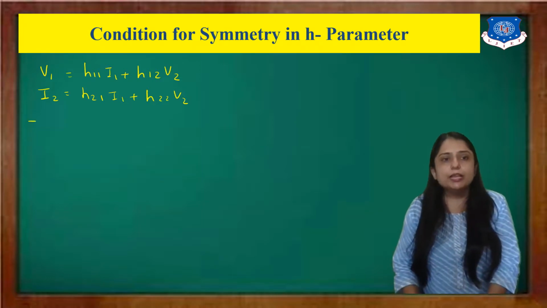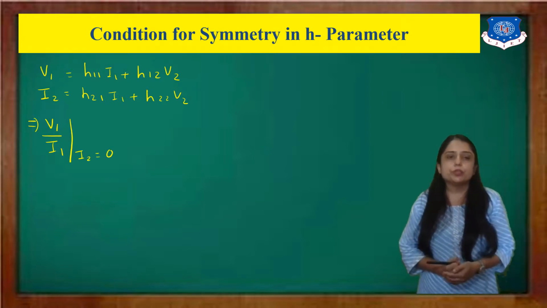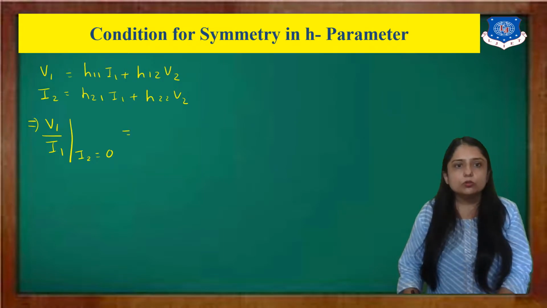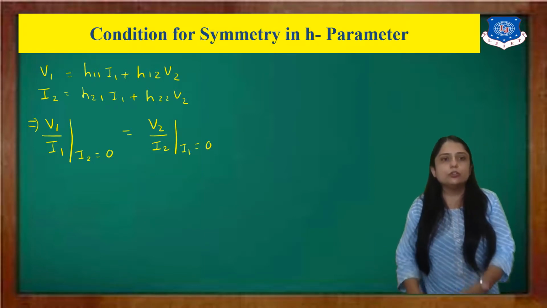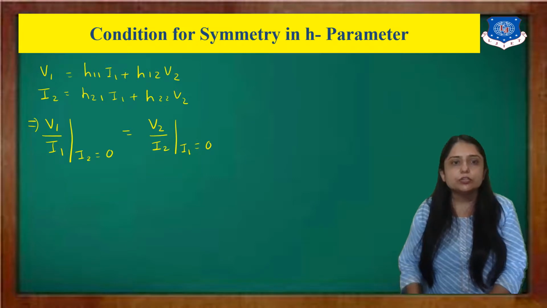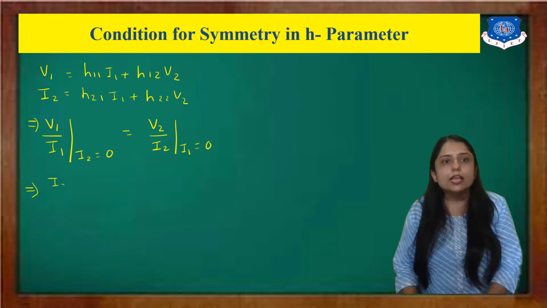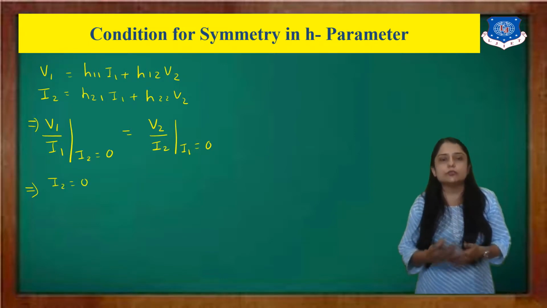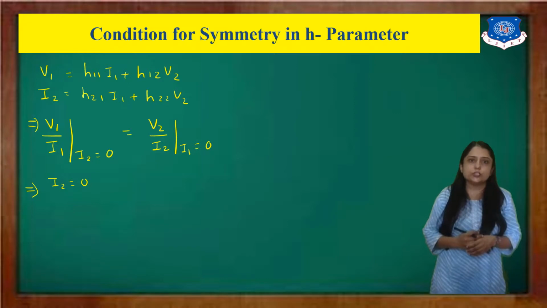See here, my input impedance, that is V1 by I1, with I2 equal to 0, should be equal to V2 by I2, with I1 equal to 0. Now what I'll do, you just substitute all these values in the above two equations. First you put I2 equal to 0 and find the ratio V1 by I1. Then you put I1 equal to 0 and find the ratio V2 by I2.